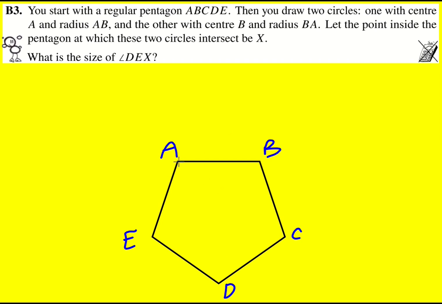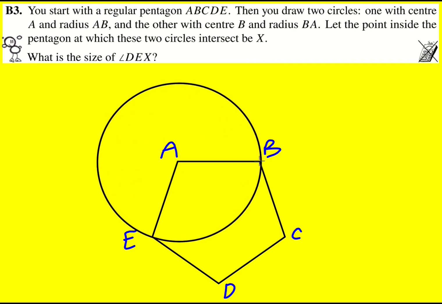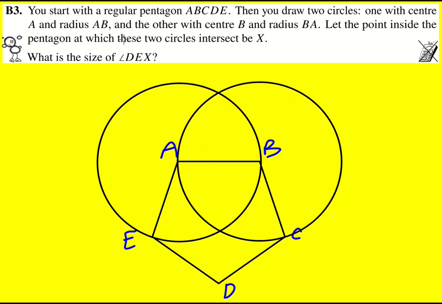Okay, so the circle centered at A has radius AB, so there we go. And then one centered at B goes to A, so that is our setup. And then I'm interested in the angle DEX, where X is this point here. So I could draw a triangle, but I think I'm just going to leave it like that for the moment. And I want to know what that is. And this point here is X, where the two circles intersect. Okay, we've got a good setup.